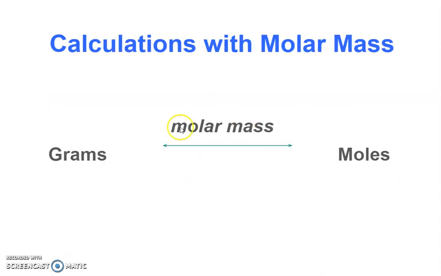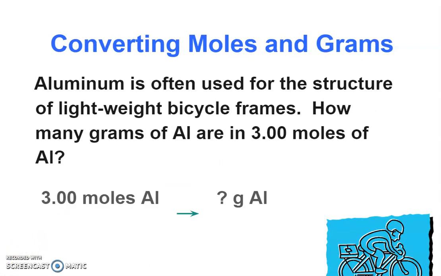Let's just review that final calculation. So here is just a little illustration that you can go from grams to moles. Whenever you're doing either grams to moles or moles to grams, you should say to yourself, I need the molar mass. So again, that's what you find on the periodic table, and the molar mass is then going to be in units of grams per mole. Okay, so if we do an example problem, all right, aluminum is often used for the structure of lightweight bicycle frames. So how many grams of aluminum are in 3 moles of aluminum?